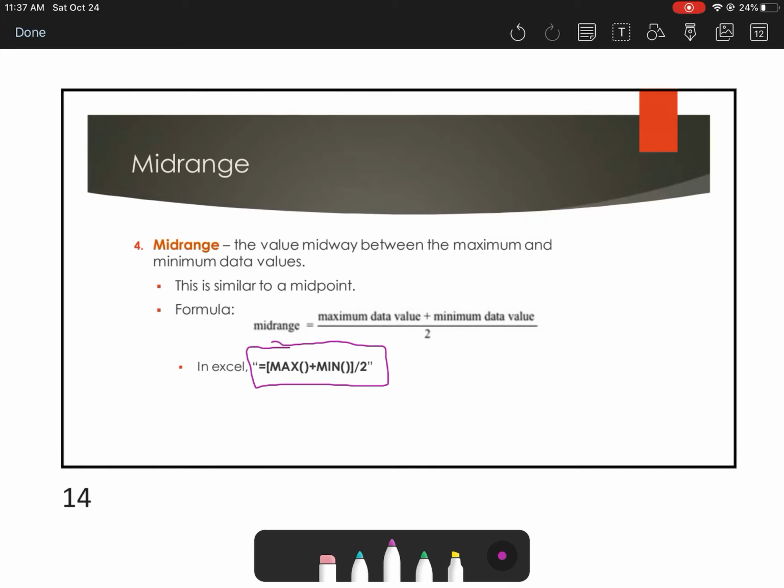So here is my formula there. One of the key things is making sure I have these parentheses. Okay, if you don't have the parentheses, it's going to read it as the max plus the min divided by 2. And what that means is it's only going to divide the min by 2, not the sum of the max and min. So you want to make sure you put those parentheses, otherwise you'll have an order of operations error.